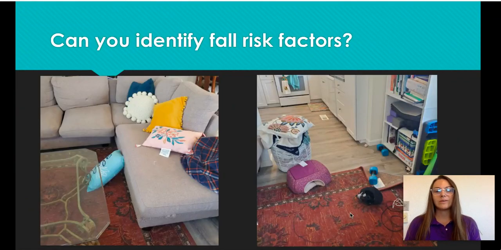So, first of all, we're going to do an activity. I want you to look at this first picture with the couch, and identify any fall risk factors. And then I want you to look at the second picture with the floor and see if you can identify any fall risk factors. I'll give you a little bit of time to do that.